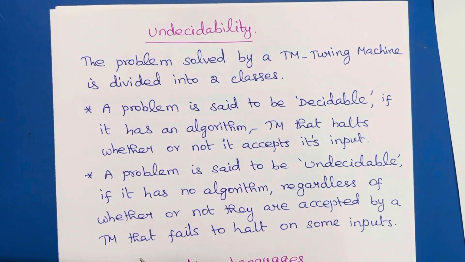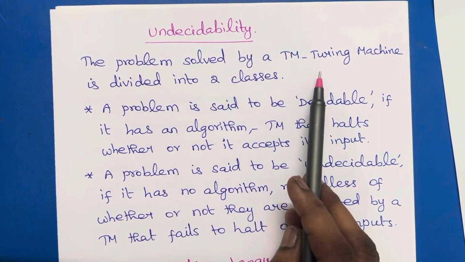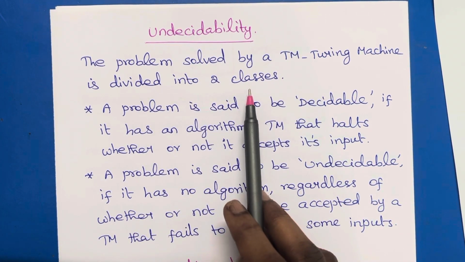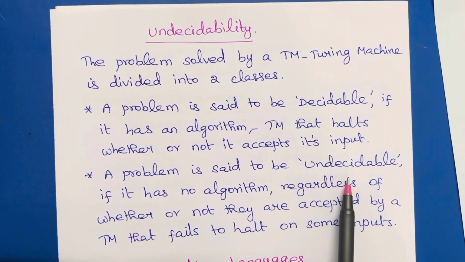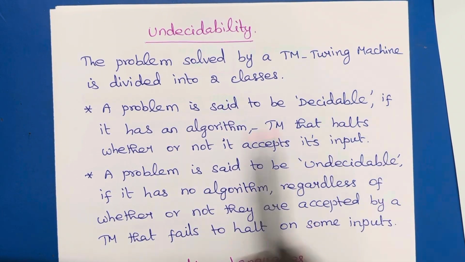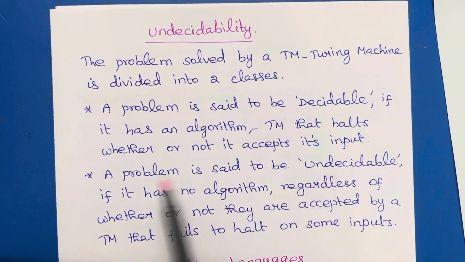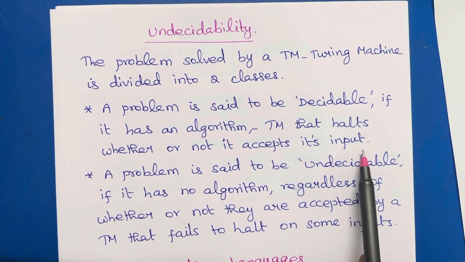Hello everyone, in this video we are going to discuss undecidability. The problem that can be solved by a Turing machine is divided into two classes, decidable problems and undecidable problems. A problem is said to be decidable if it has an algorithm and a Turing machine that halts whether or not it accepts its input.